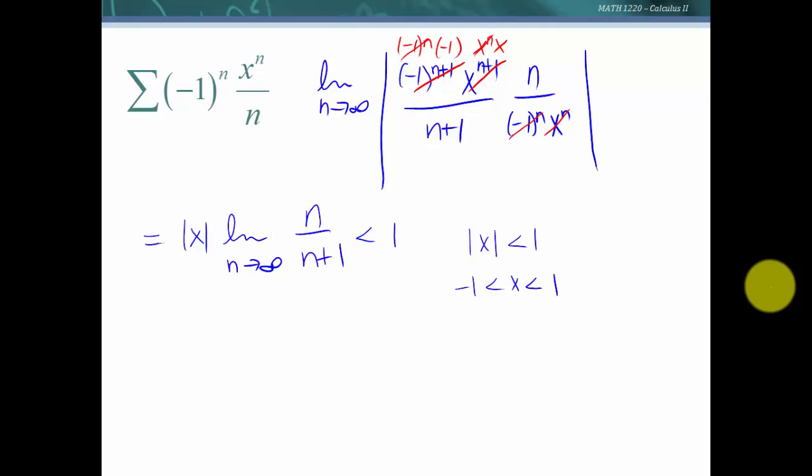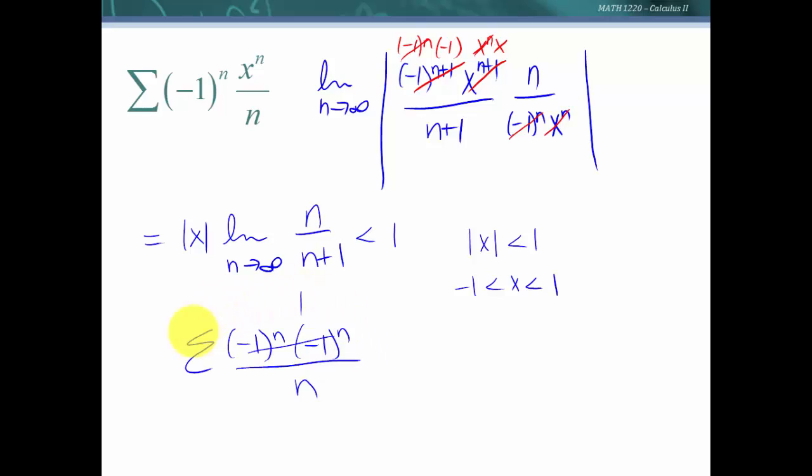So now let's test the endpoints. Let's test -1 here. If we put -1 into this series, we have (-1)^n over n, and we can see that when we combine these, this is (-1)^(2n), which is always going to be positive, so this is just going to be a 1 over n, and we have the harmonic series, so it is going to diverge at -1, so we will not include -1. Now let's check that out if we put a 1 in.